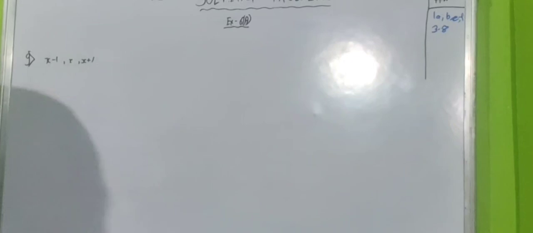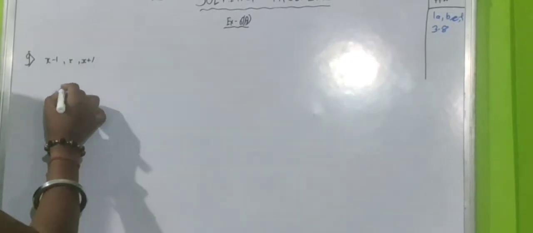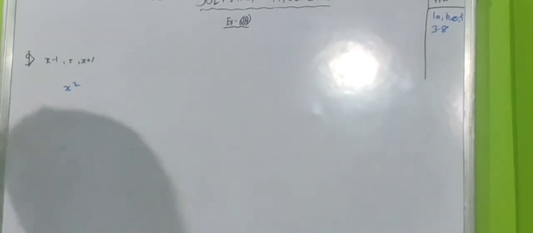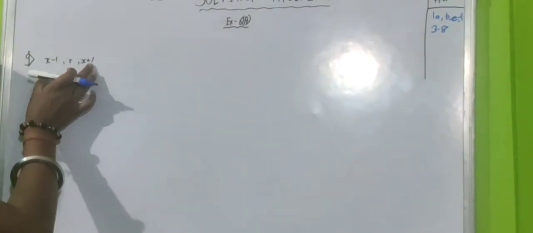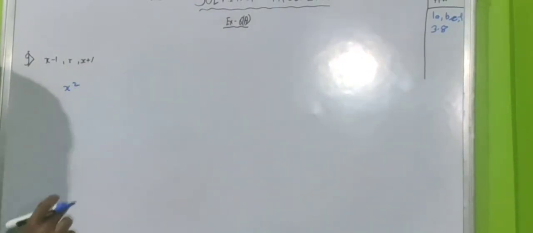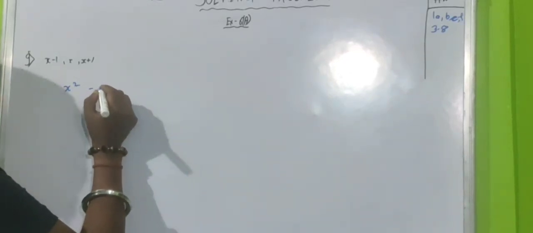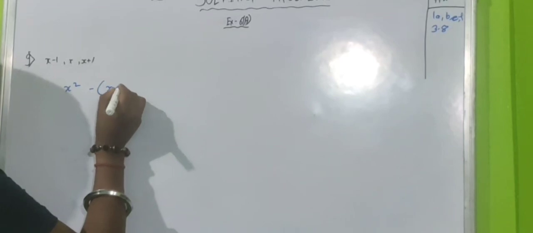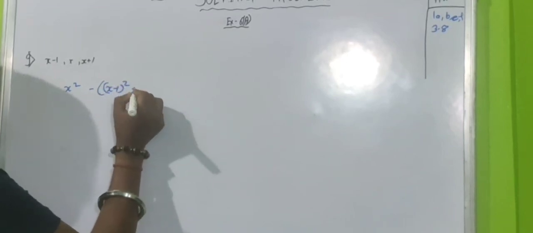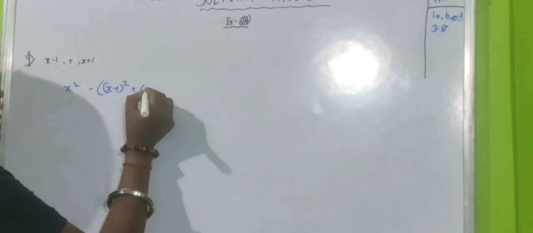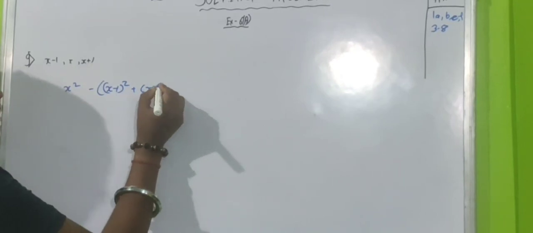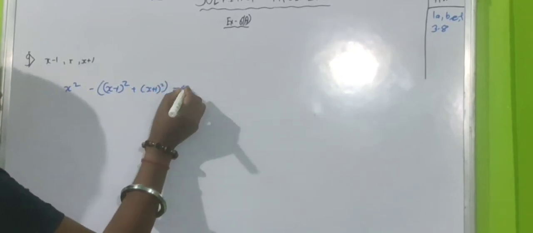So now here it is said in the question that the square of the middle term exceeds the sum of the squares of these two terms, means the first and third term, by 60. It means that x square, the square of the middle term, exceeds the square of these two terms, the addition of these two terms, by 60.